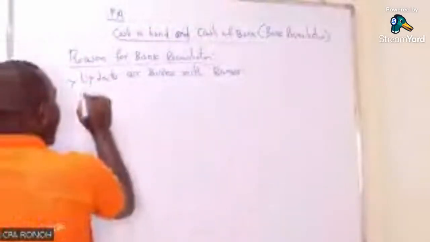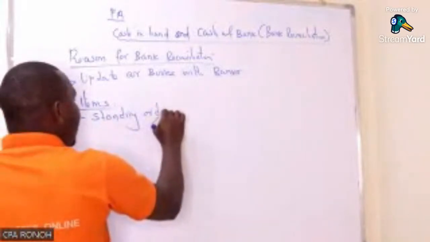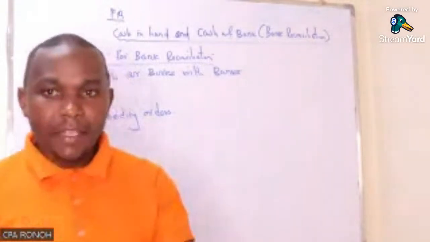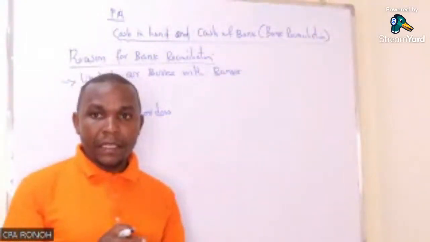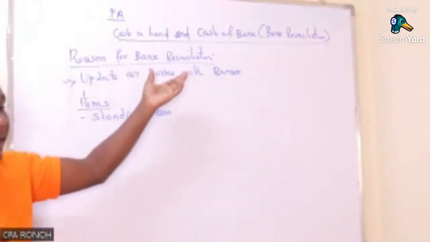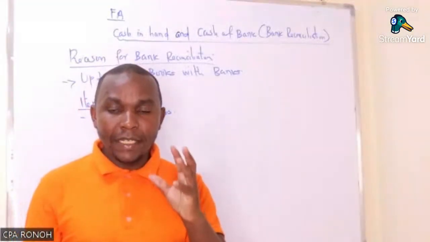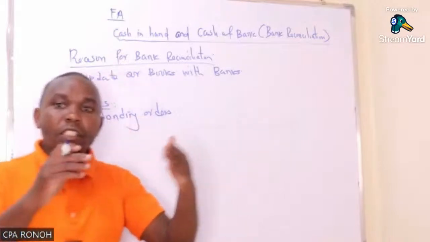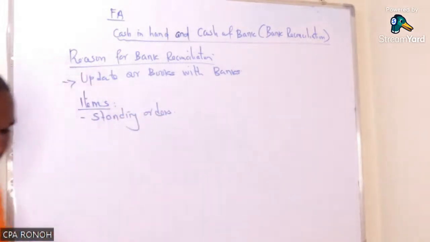So some of the items are standing orders. So what are standing orders? Standing orders are orders the company gives to the bank so that the bank can pay without the knowledge of the company. So long as the bank has the previous instruction from the company to pay, when it reaches that time, the bank initiates that transaction automatically. So it is reflected in the bank books, but it is not reflected in our books. That is one item which brings the variance.